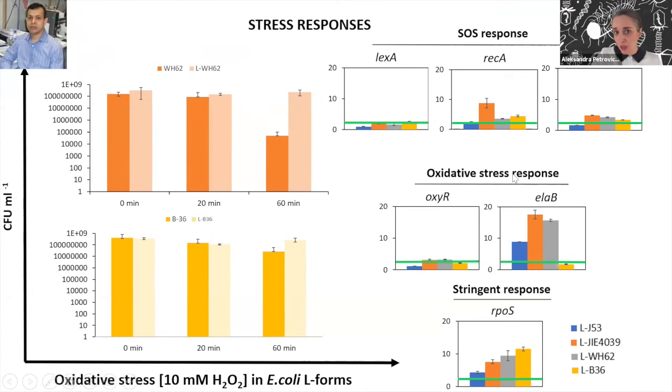When it comes to oxidative stress response, OxyR, which is one of the main genes involved in oxidative stress response, is not upregulated, and LRB, which is the inner membrane protein responsible and essential in oxidative stress response in bacteria, is significantly upregulated in all tested bacteria except this one, which probably suggests this one is ST131 clade C, this notorious pathogen, is using some alternative pathways in oxidative stress response.